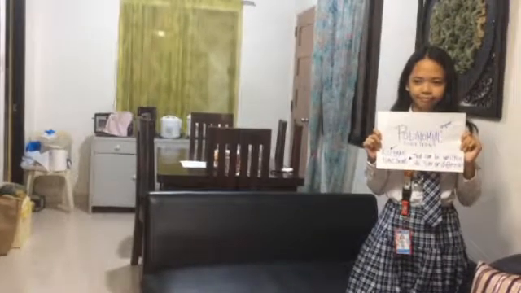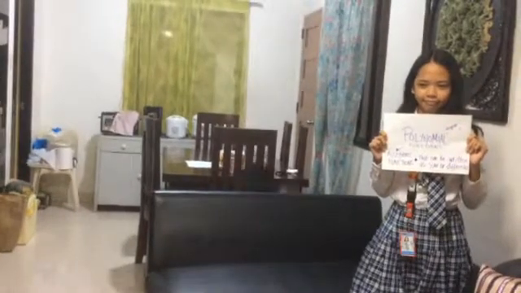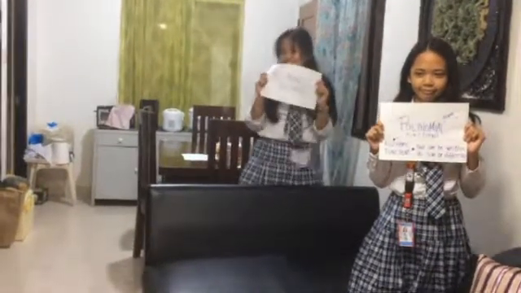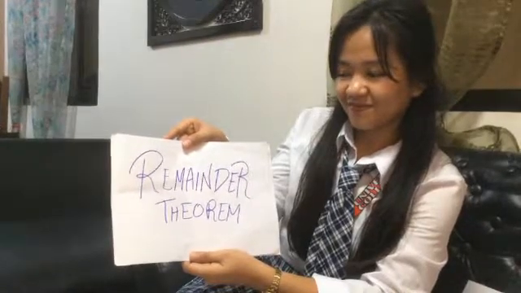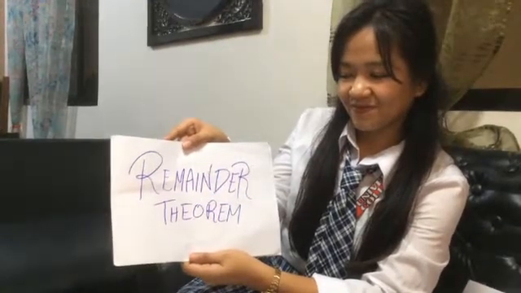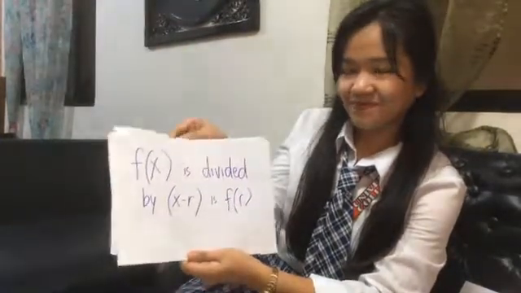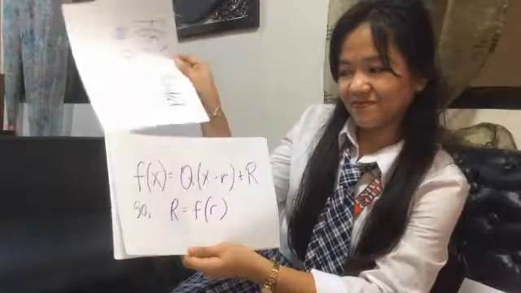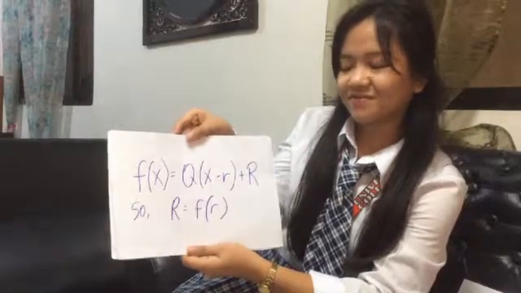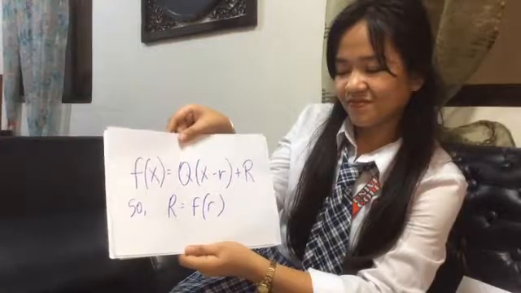We have two theorems to determine if a polynomial has a remainder: the remainder theorem and the factor theorem. In the remainder theorem, we expect that a given equation divided by a factor has a remainder. The remainder when a polynomial f(x) is divided by the linear factor x minus r is f(r). So that is f(x) equals q(x)(x minus r) plus r, and r is equal to f(r).